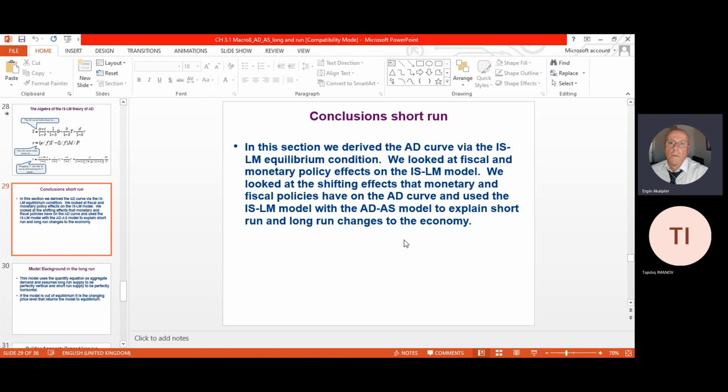We looked at fiscal and monetary policy effects on the IS-LM models, and the shifting effects that monetary and fiscal policies have on the aggregate demand curve. We use the IS-LM model with the aggregate demand, aggregate supply model to explain short run and long run changes to the economy.